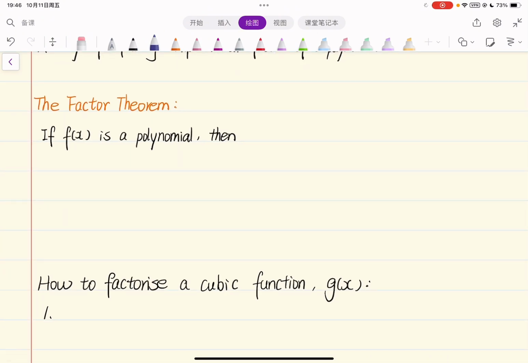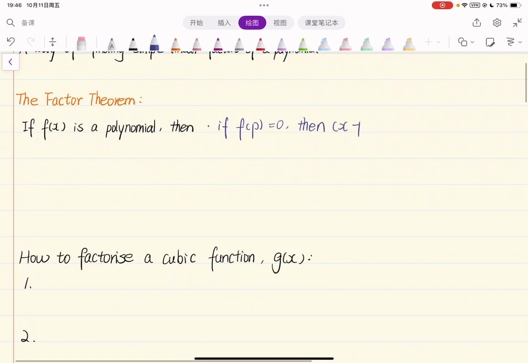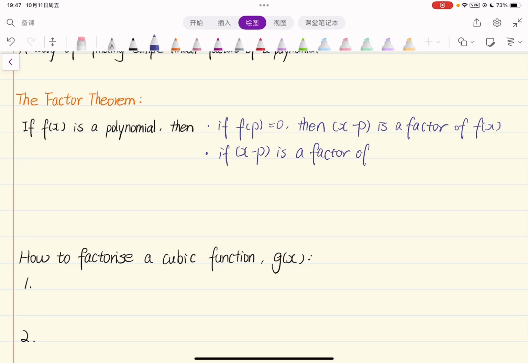It is that if f(x) is a polynomial, then if f(p) equals 0, then x minus p is a factor of f(x), and also if x minus p is a factor of f(x), then f(p) equals 0.